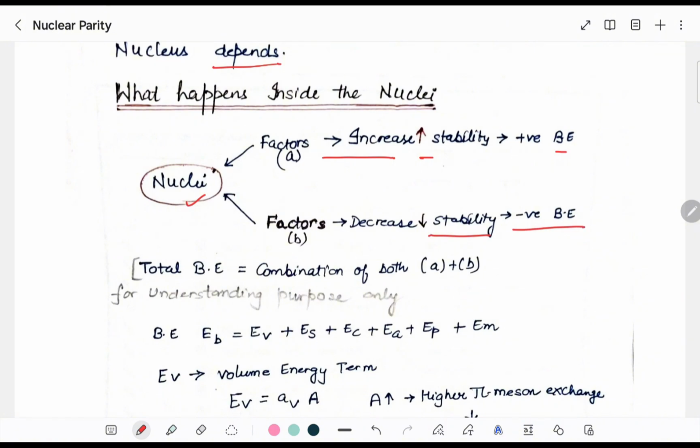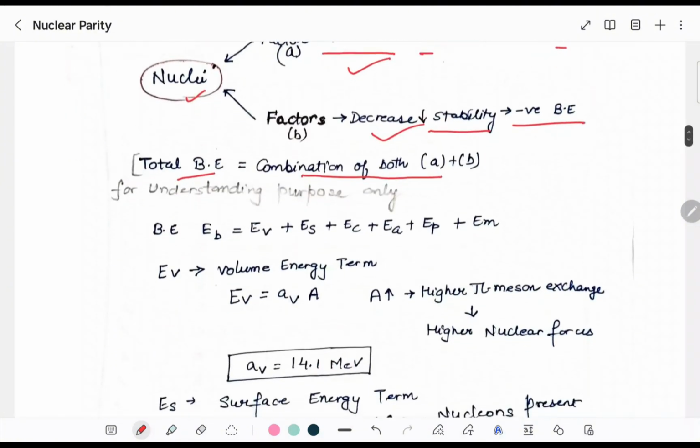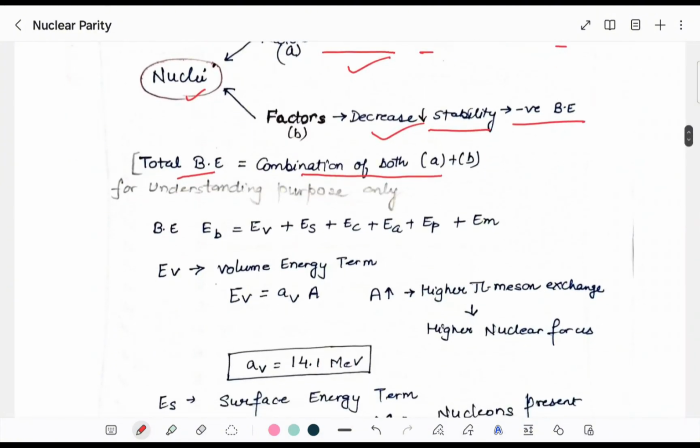So therefore we can understand it as the total binding energy is the combination of both the factors which are increasing the stability and factors which are decreasing the stability of the nuclei. We can describe the binding energy term as a combination of all these terms. The first term is a volume energy term, second is a surface energy term, third is a Coulomb energy term, this is an asymmetry energy term, this is the pairing energy term, and this is the magic number energy term. Now we will define it one by one.